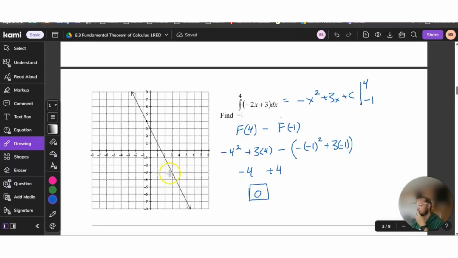Why did you do the 4 first? Because you always do the top number minus the bottom number. But if it's A first and B first, close, but we'll get there. There's a property. We'll get there, okay? But it's always B minus A. All right, let's do this. So we're going from negative 1 to 4.